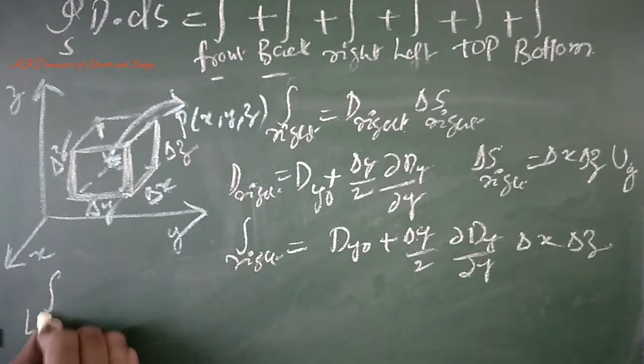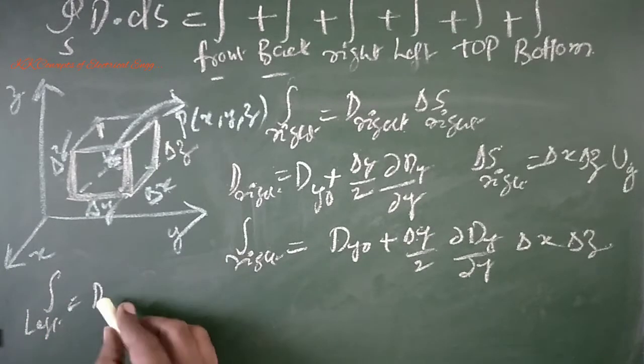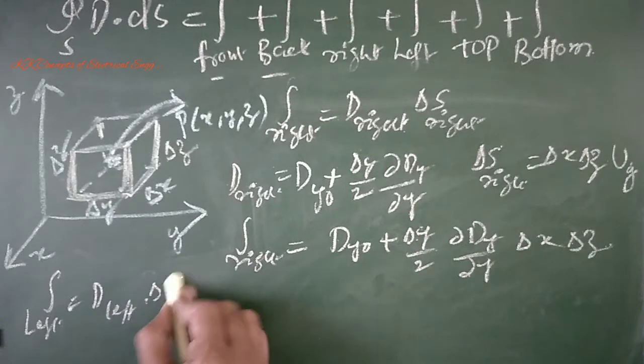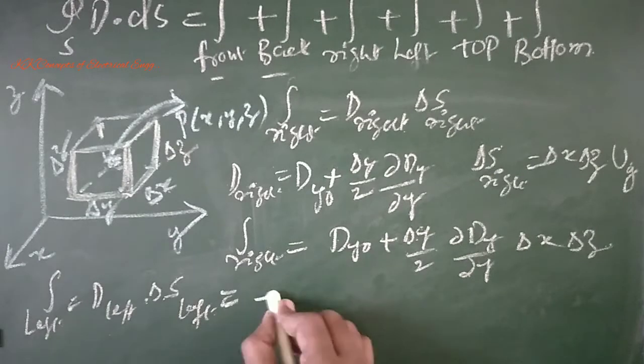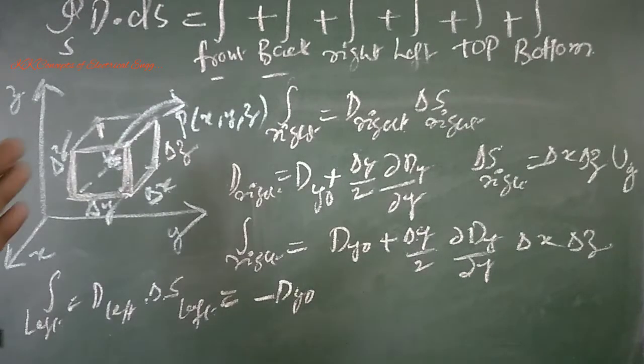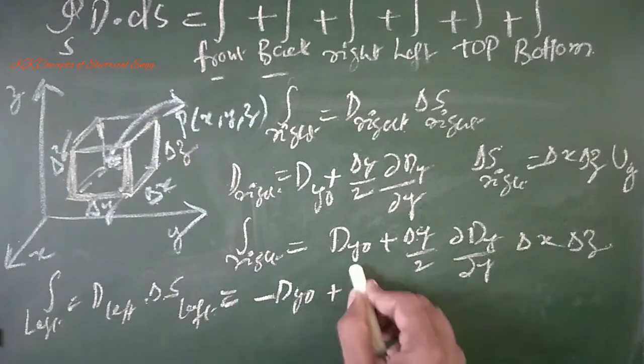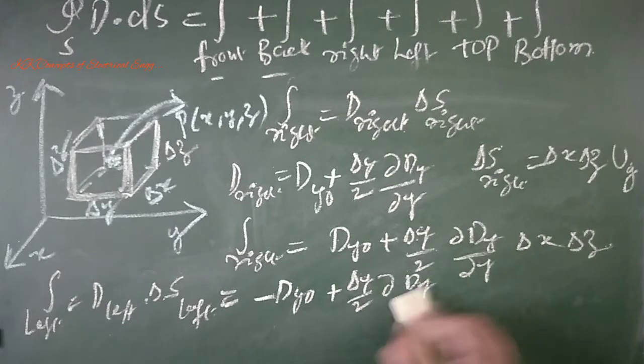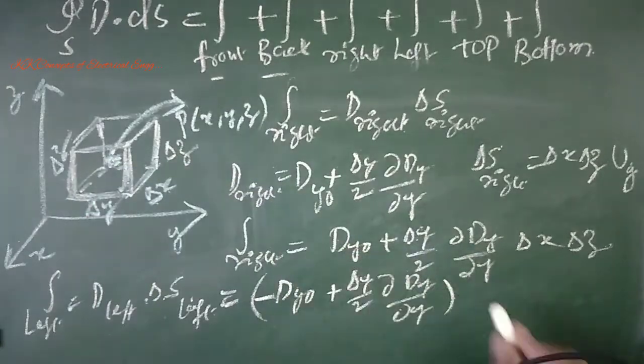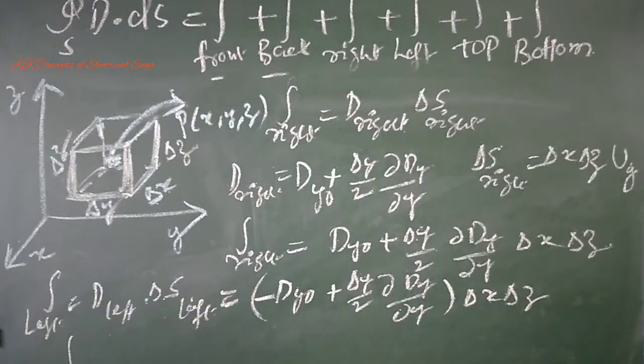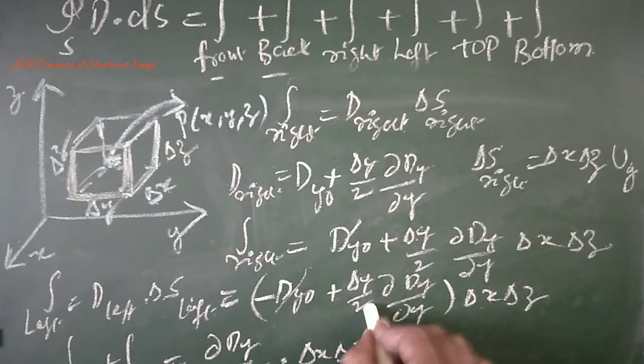Let us find integral left. D left dot delta S left equals minus Dy naught plus delta y by 2 dou Dy by dou y, since the left side surface is at the back side. Delta S is again delta x and delta z only. Integral right plus integral left: the negative and positive values of Dy naught, the y component, get cancelled and the remaining is dou Dy by dou y multiplied by delta x delta z, and this is half of delta y twice, that is delta y.